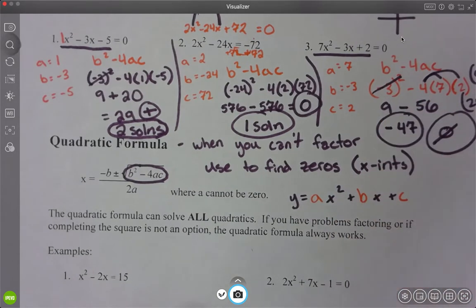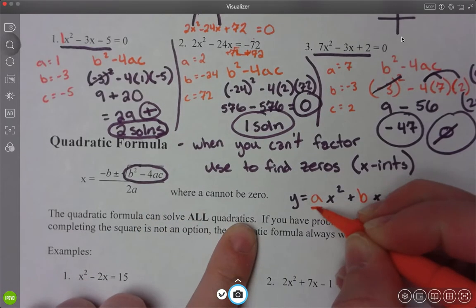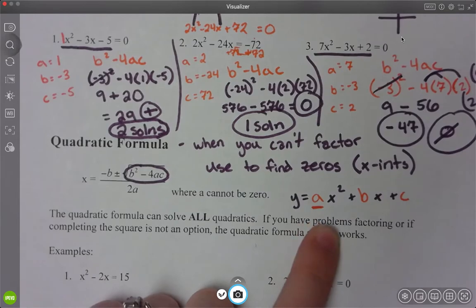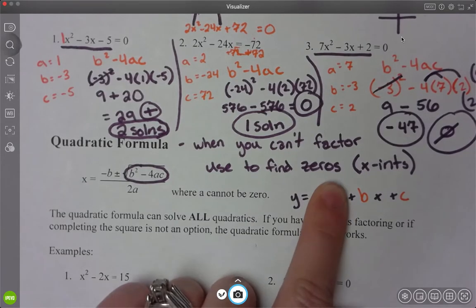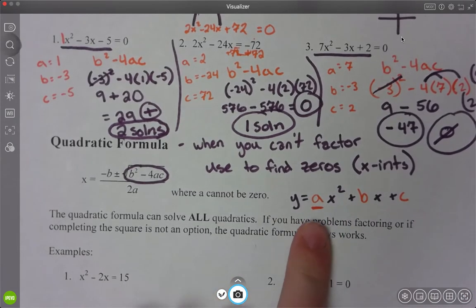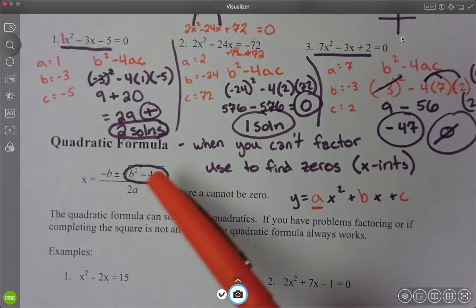They tell us a cannot be 0, because if it were 0, we would have 0x squared, which would mean we wouldn't have an x squared. This would just be a linear function because we would just have bx plus c. So a has to have a number there, otherwise it's not a quadratic function to start with. So this is what you're going to use.